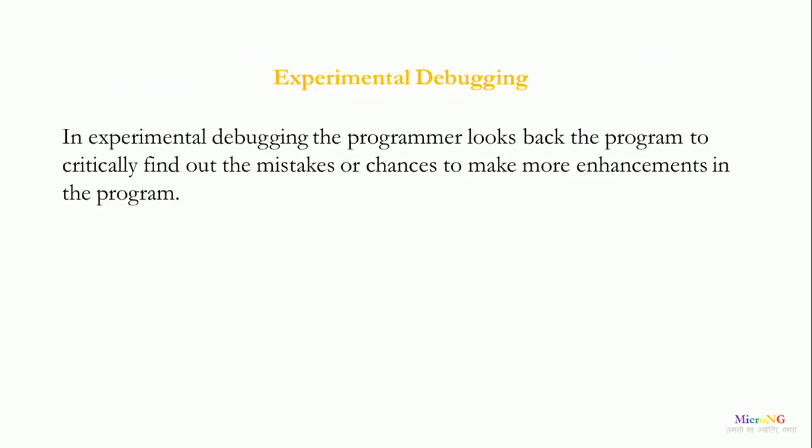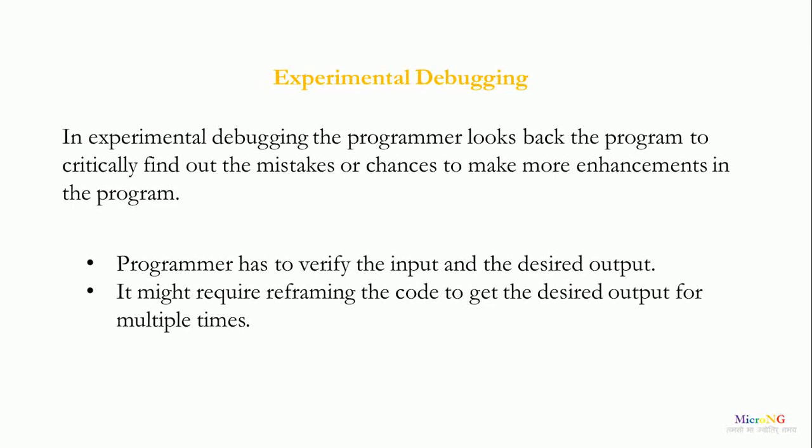Experimental debugging. In experimental debugging, the programmer looks back at the program to critically find out the mistakes or changes to make more enhancement in the program. The programmer has to verify the input and the desired output. It might require reframing the code multiple times to get the desired output.